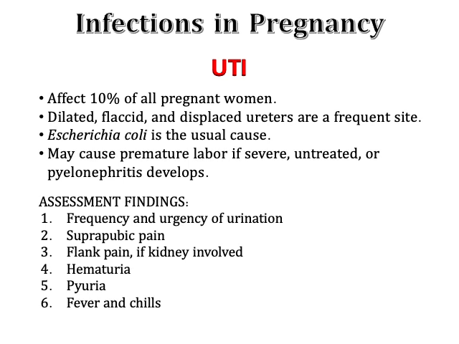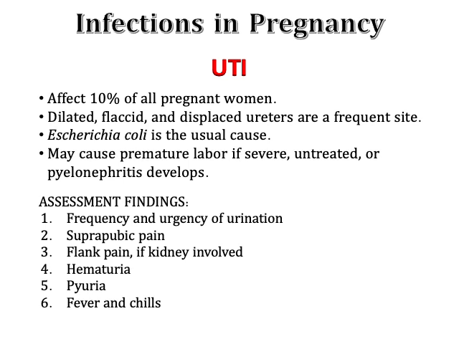10% of pregnant women may have UTI. It involves dilated, flaccid, and displaced ureters. That's the most frequent site. And usually, E. coli is the common cause. If this happens during pregnancy, it can cause premature labor if severe. And if untreated, the mother may develop a kidney problem even right after birth.